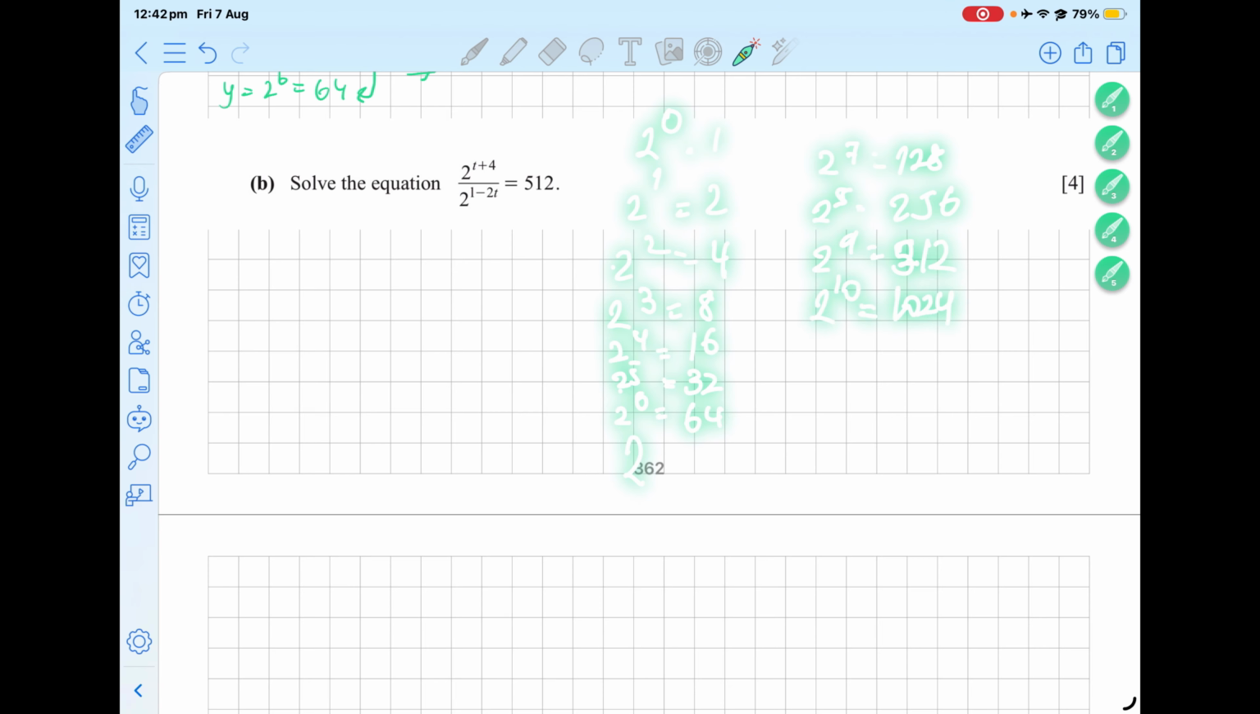2 to the 11, 2048. 2 to the 12, 4096, and 2 to the 13 is 8192. So I remember till here, and I advise you to remember till here. So 2 to the 10 you must remember at least, because it will be so handy when you go into the 2025 to 2027 exams for additional mathematics, especially in the P1.